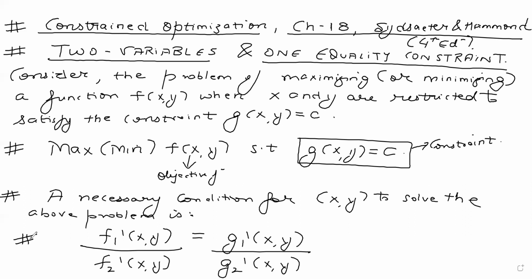So I'm quickly revising this with all the students. We are dealing with an optimization problem involving two variables x and y and one equality constraint. Objective is to maximize or minimize the objective function f of xy subject to the constraint g of xy equal to c. The necessary condition is that the pair x comma y satisfies f1 dash xy upon f2 dash xy is equal to g1 dash xy upon g2 dash xy. Okay, let's now practice a few questions based on this.